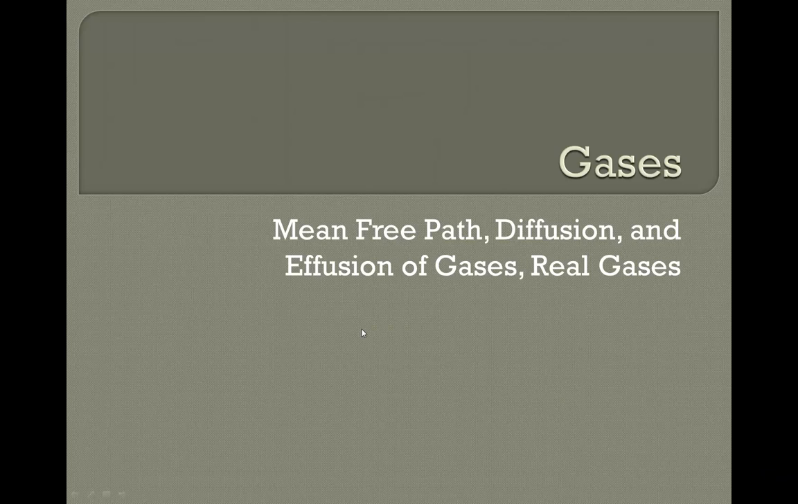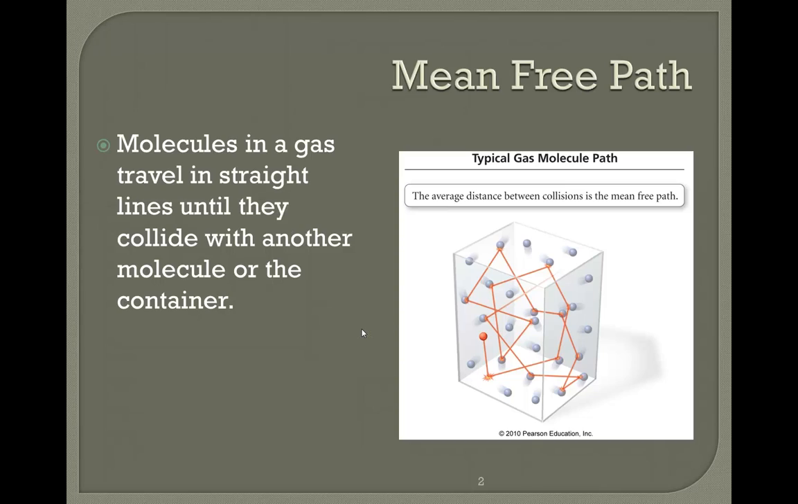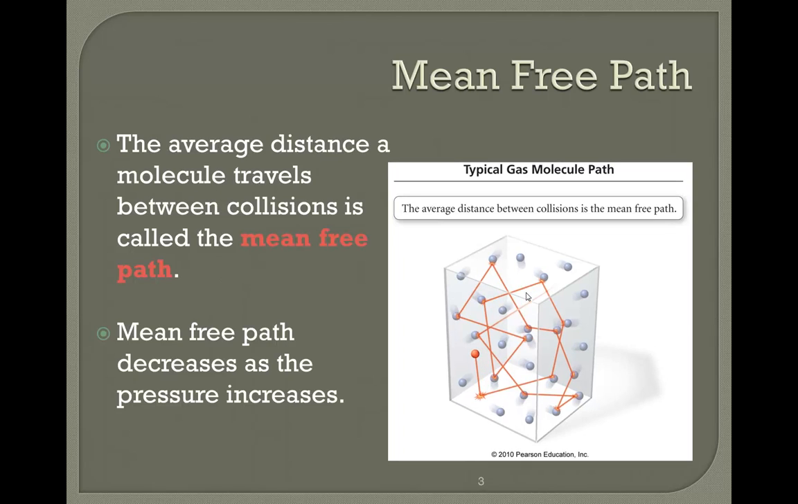In this tutorial, we will be discussing the mean free path, diffusion and effusion of gases in real gases. Molecules in a gas travel in a straight line until they collide with another molecule or the container. So notice that all of these have straight lines until they bounce off of something. Then they follow in a straight line again. The average distance a molecule travels between collisions is called the mean free path.